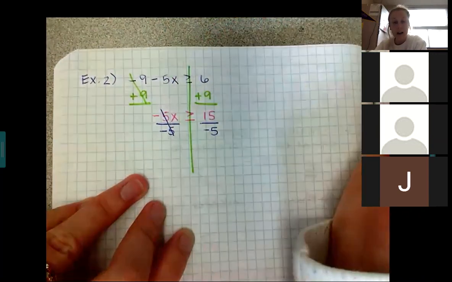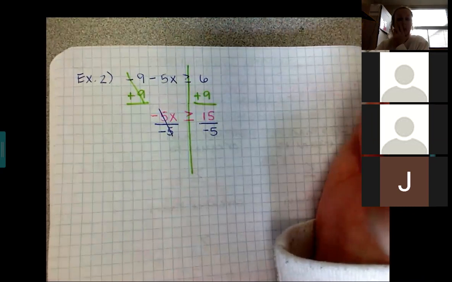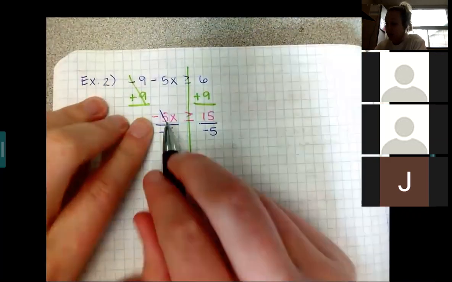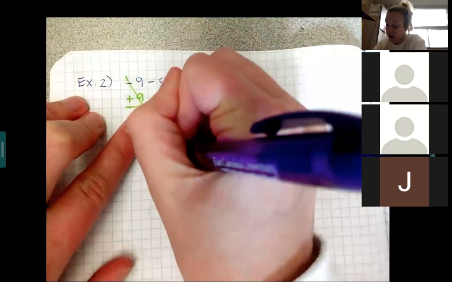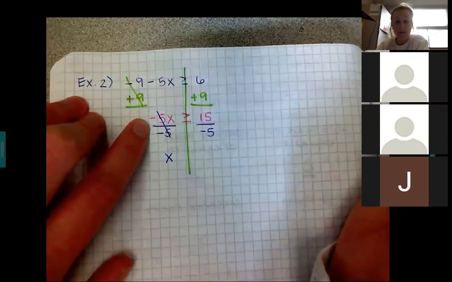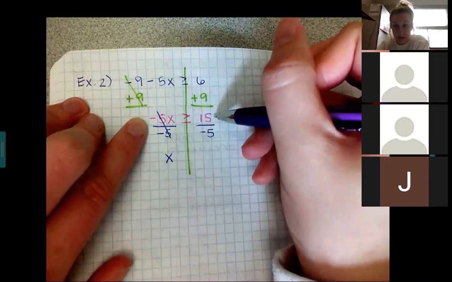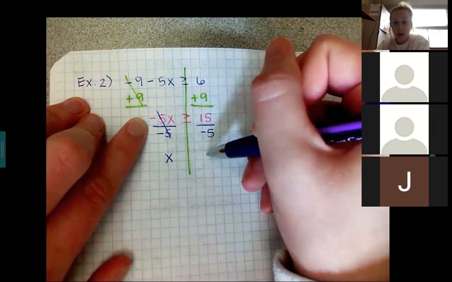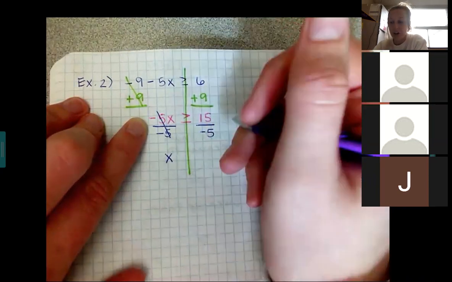Good. Now, let's think about it. What kind of number did I just divide by? A negative. If you divide by a negative, one more time, watch what's going to happen. This was negative, but when I divide by a negative, it's going to change it to a positive x, right? I had +15. If you take a +15 and divide a -5, what am I going to end up with? -3. Good.